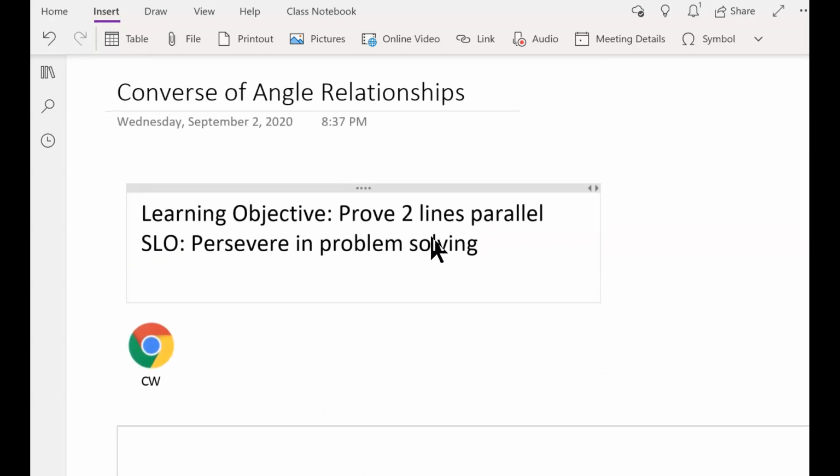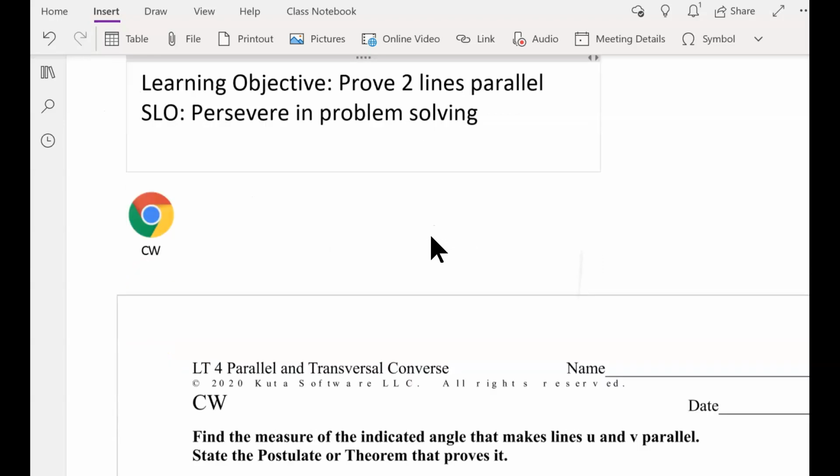Today we are going to do the converse of angle relationships for geometry. The learning objective is to prove that two lines are parallel when we look at the angles. So if we have two lines cut by a transversal, we can prove whether those two lines are parallel. The school-wide learner outcome is to persevere in problem solving.